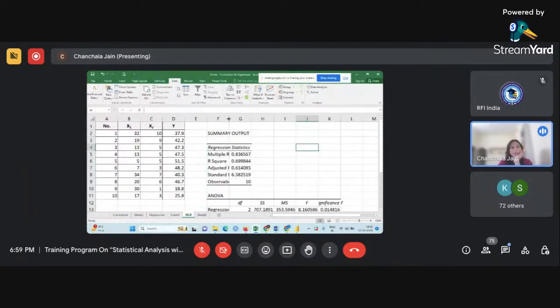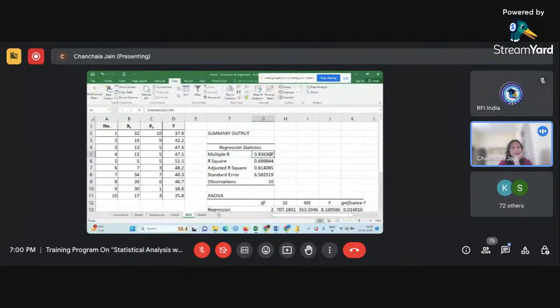So you would be able to see that we are now getting the output of the multiple linear regression. The multiple R is coming as 0.836. That means the correlation among x1, x2 and y is 0.836, or 0.84. So that is around 84%, a strong positive correlation existing between the variables, right?